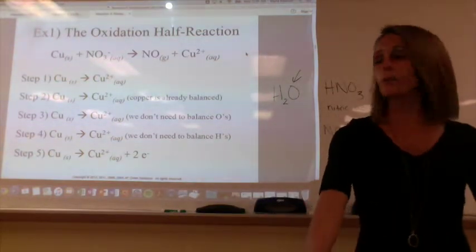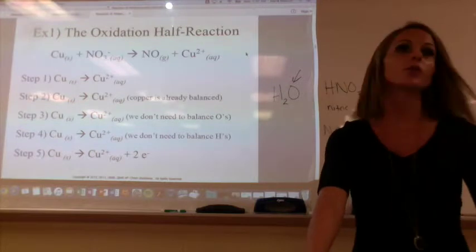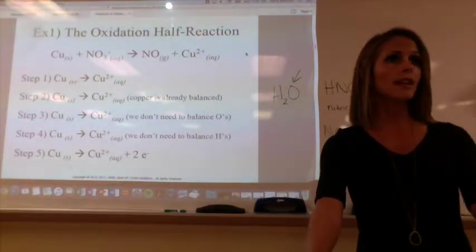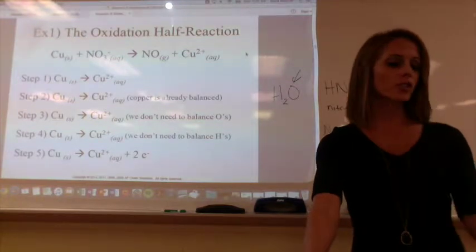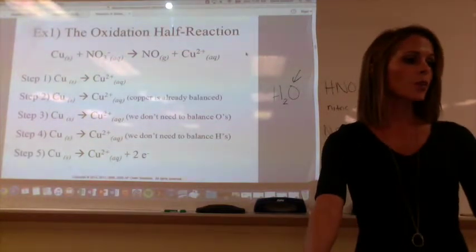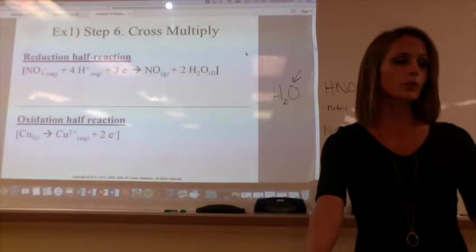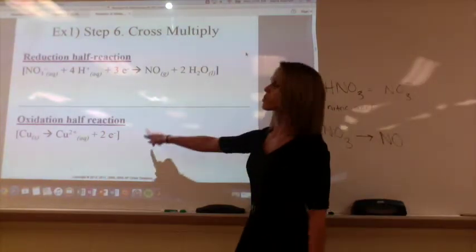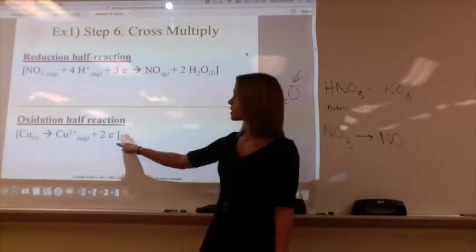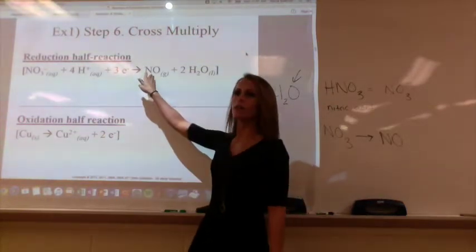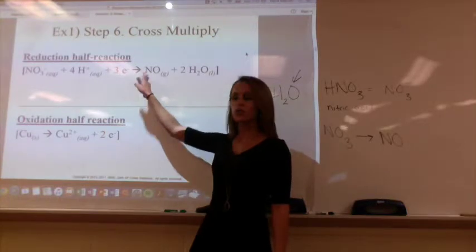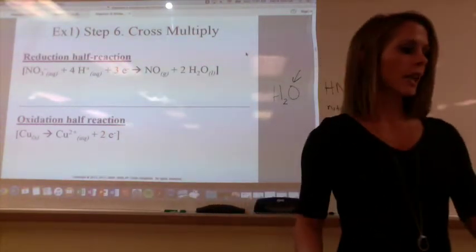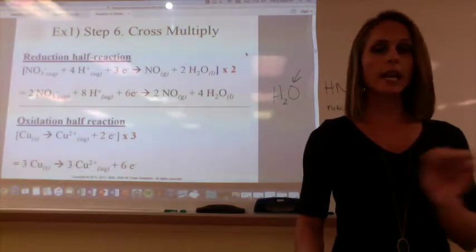So now that we're going to combine them, we have to check for electrons. Just like you did in the last 2 lectures, you have to balance your electrons. So now you're going to multiply to find the least common multiple of each of them. Here's your reduction half-reaction, here's your oxidation half-reaction. What do you need to multiply this by? What do you need to multiply this by? 2, 3. So go ahead and do it, combine them, and write out the total reaction that's left.